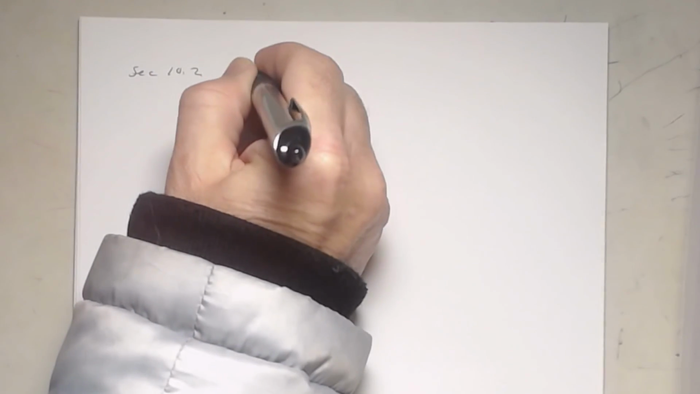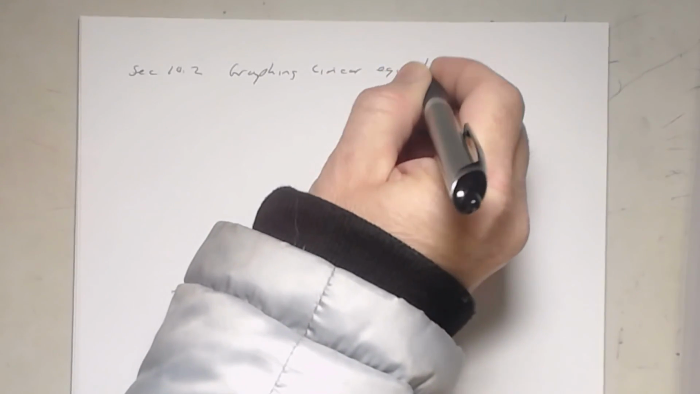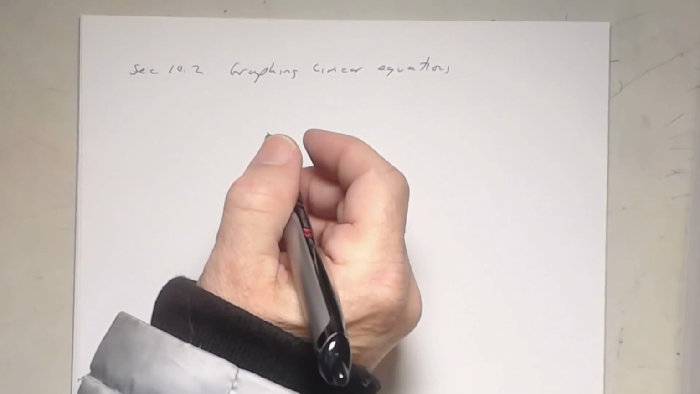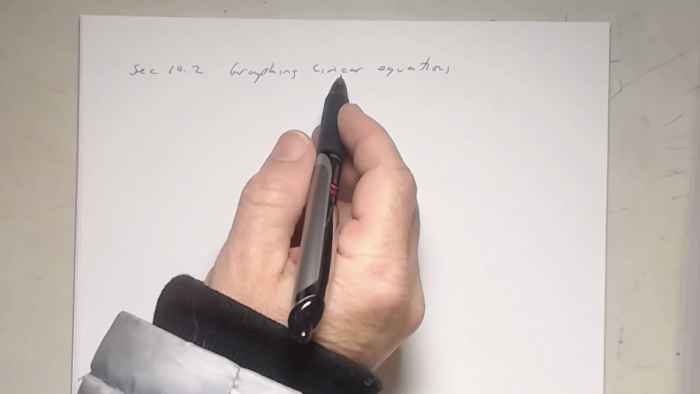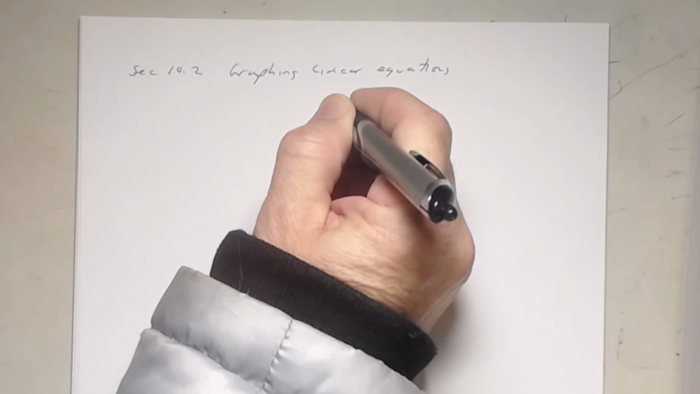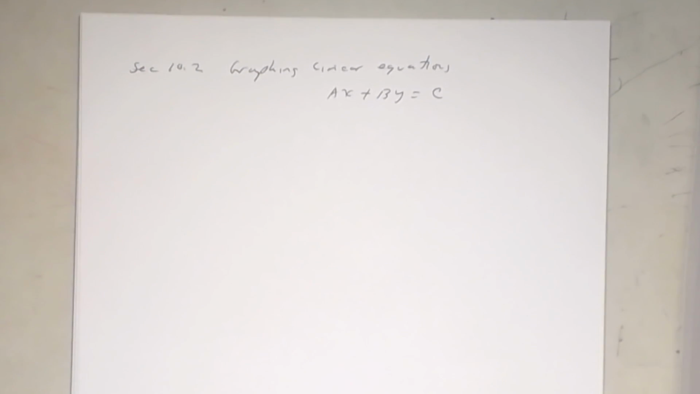Okay, now, we started talking about graphing, remember? All right, 10.2, and this is where we're going to continue talking about graphing linear equations. Now remember, in one of the videos that you had to watch on your own, you were told what a linear equation looks like in terms of an equation. It looks like this. AX plus BY equals C.